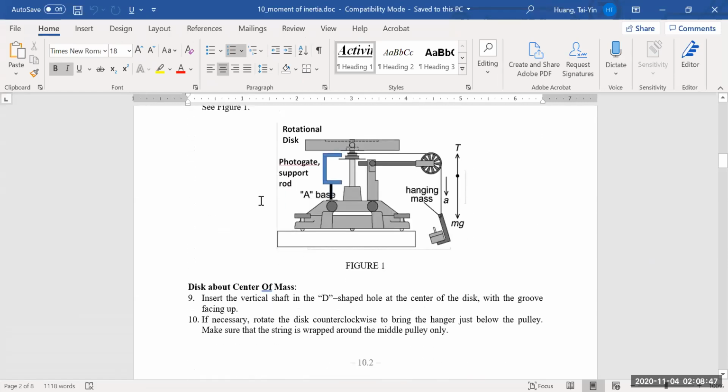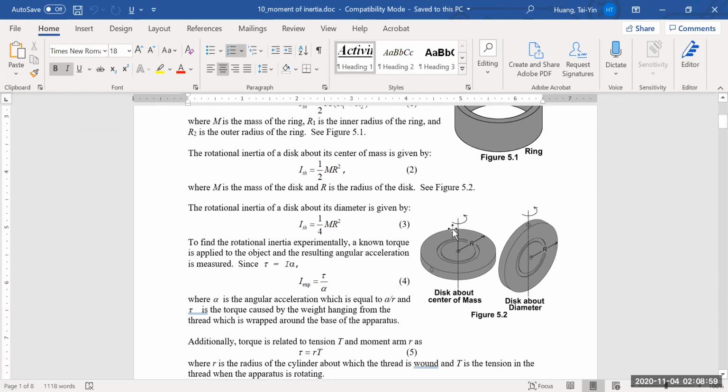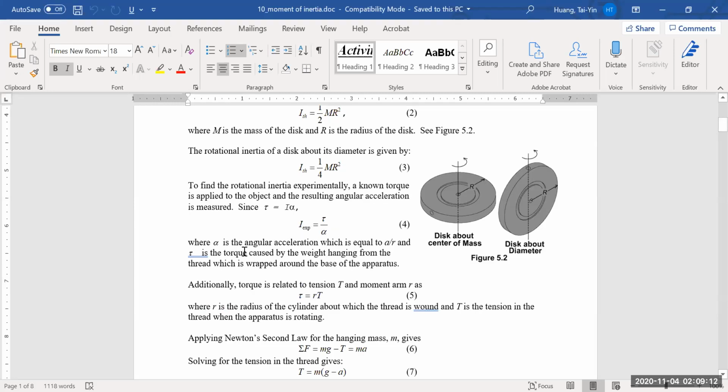So we know the experimental setup is like this. We know tension, mg, and a are related, and there are additional equations that you also want to know. For the rotation about the central mass, we know that theoretically the rotational inertia is 1/2 mr squared. And the angular acceleration is alpha, which is equal to a over r, linear acceleration over the radius. This little r is not the radius of the disk, it's actually the radius of the pulley, which I'll show you when we go back to the second page.